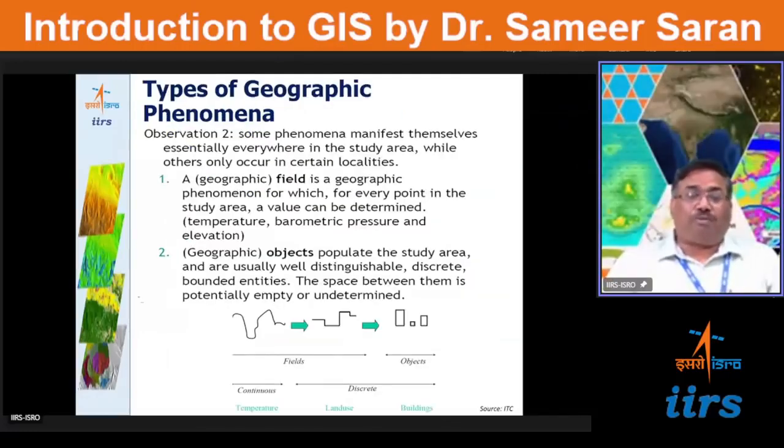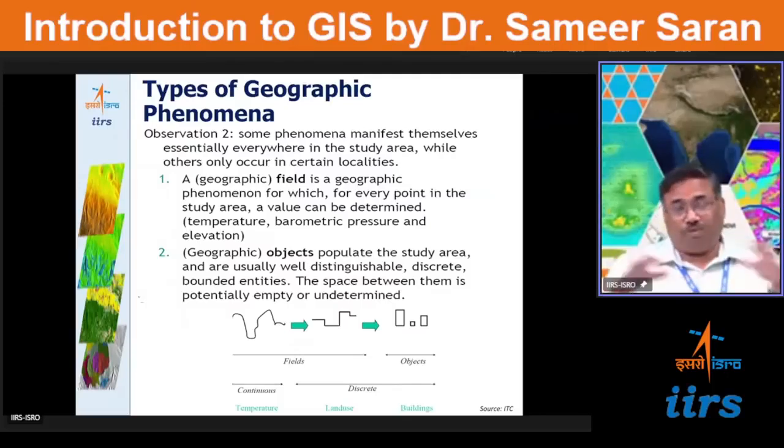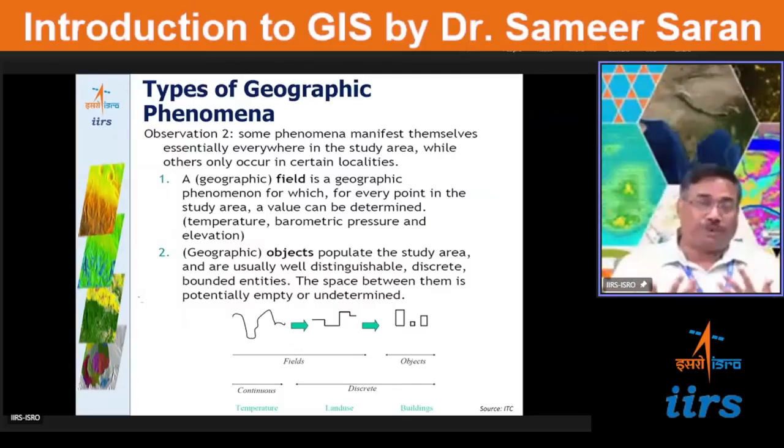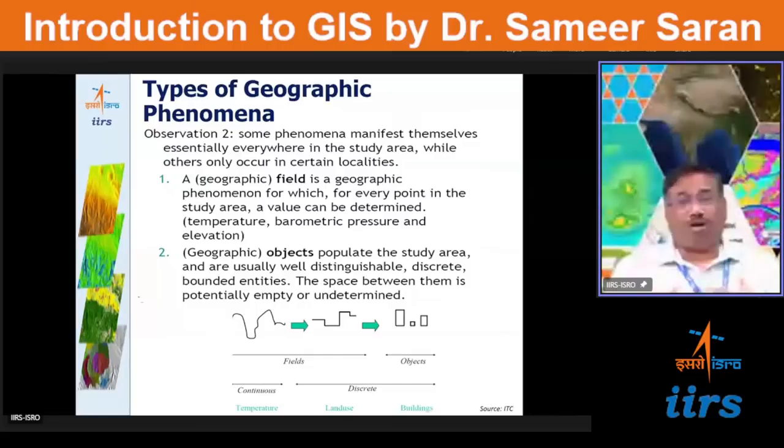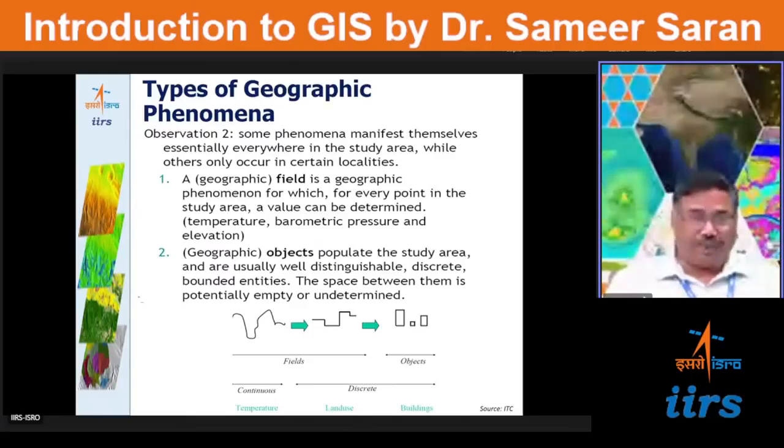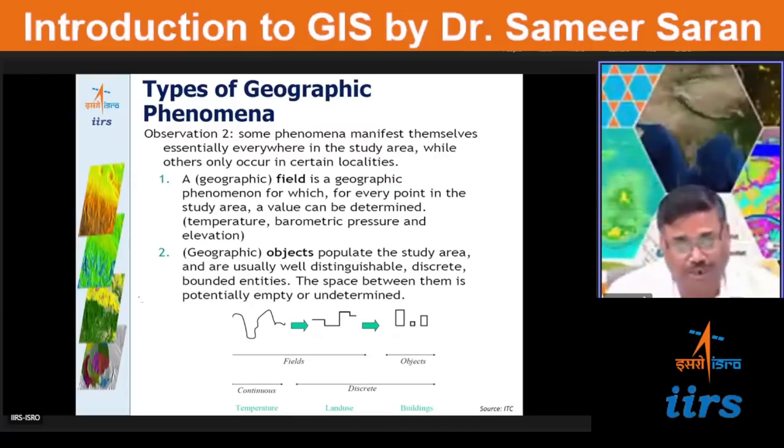There are different types of phenomena in the real world. Some are field-based phenomena, some are object-based phenomena. Field-based phenomena are those where there is always a slow and gradual change, so for every point a value can be determined. Elevation and temperature are under the category of field-based phenomena. Another is object-based phenomena, which have boundaries. Boundaries in the sense that they are well distinguishable in nature, they are discrete, and the space between them is potentially empty or undetermined.